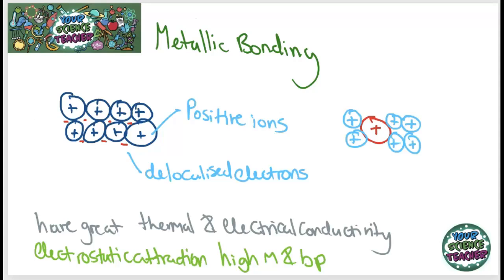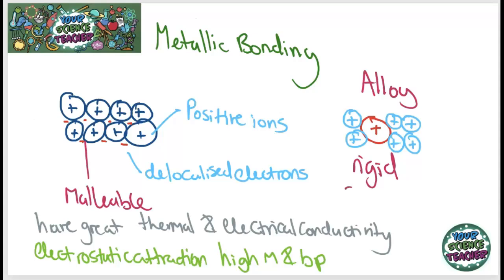It alters the properties of that metal because of the fact that the layers are no longer perfectly uniform. They can no longer slide over one another. They're no longer malleable. That's another property of metals: they can bend without breaking. Well, if I put another metal inside there, it makes the structure a lot more rigid. And it also alters that melting point and boiling point as well. A couple of good examples of alloys are bronze and steel. You've probably heard of steel. Steel is an incredibly strong material that we use to build a lot of our houses and shopping centres from.